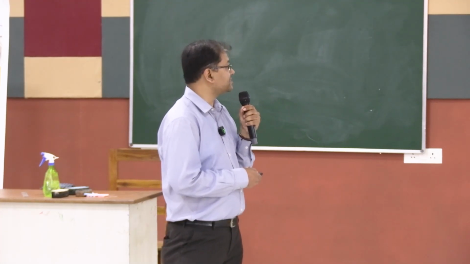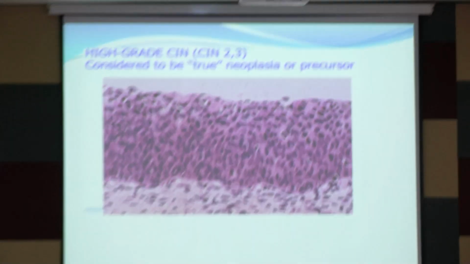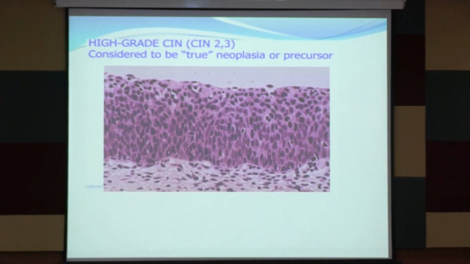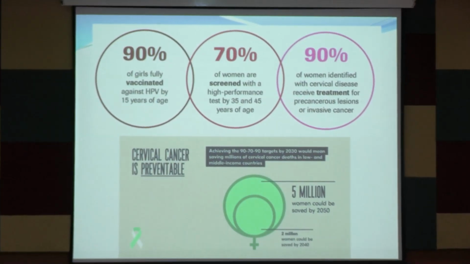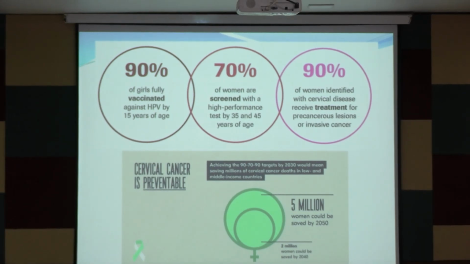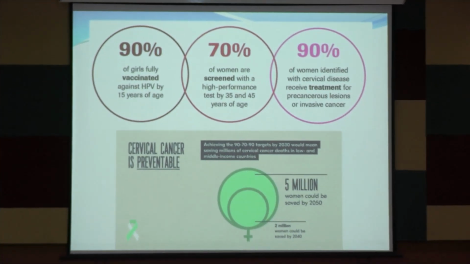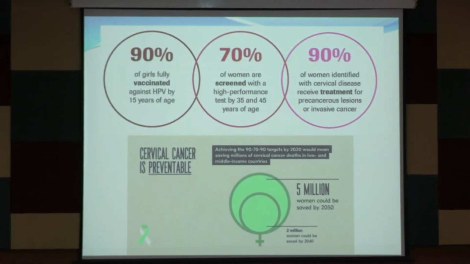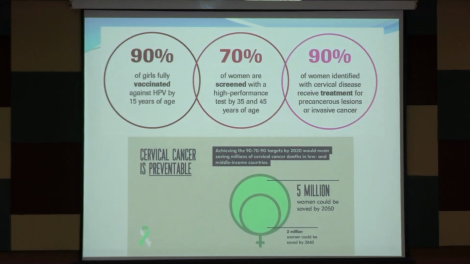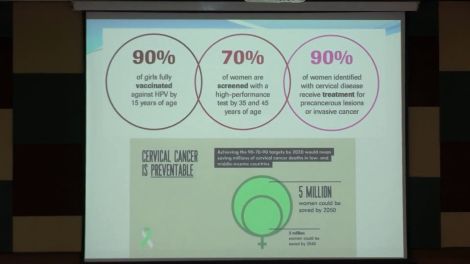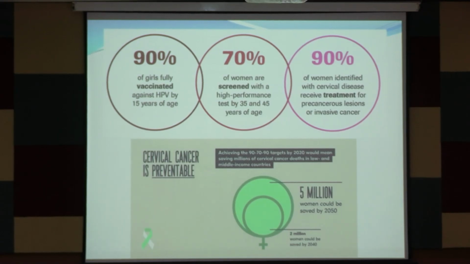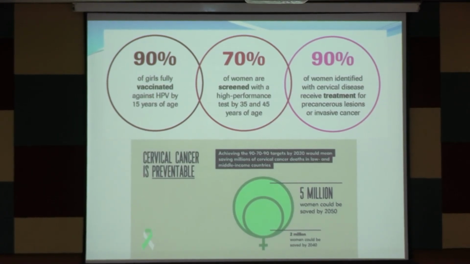CIN3, you can see the abnormal cells through the entire width of the epidermis. So that's the true precursor of cervical cancer. The WHO has come up with these goals. This is another important question, to try and eliminate cervical cancer. Eliminate is different from eradicate. Eradicate means no cases. Eliminate means we are trying to reduce the incidence to less than 4 in 1 lakh women. Out of 1 lakh women, less than 4 women will have cervical cancer.